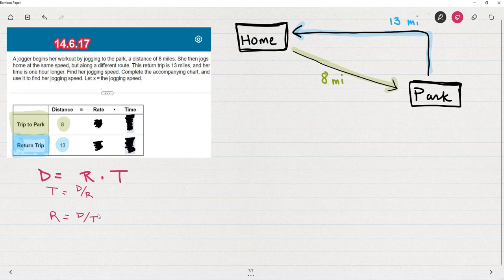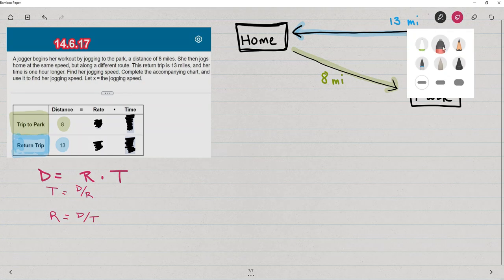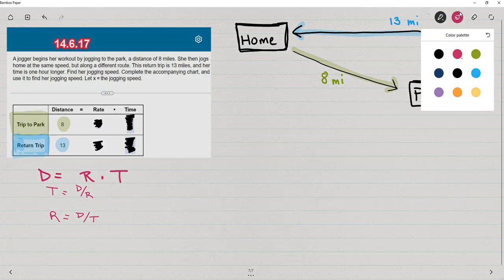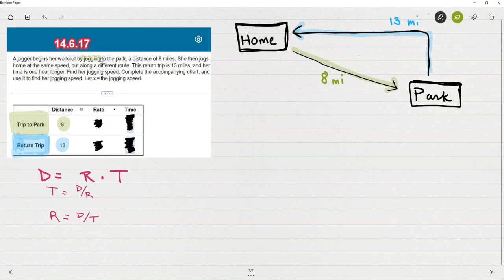Don't get overwhelmed with the problem. Break it down, draw a little sketch, make the chart, fill in, and see where it takes you. Let's start looking at some pieces here. What do we have? Jogger begins her workout by jogging to the park. You can see here to the right I've got a path drawn, it's green, to the park. Let me highlight that. Jogging to the park, a distance of 8 miles, right?